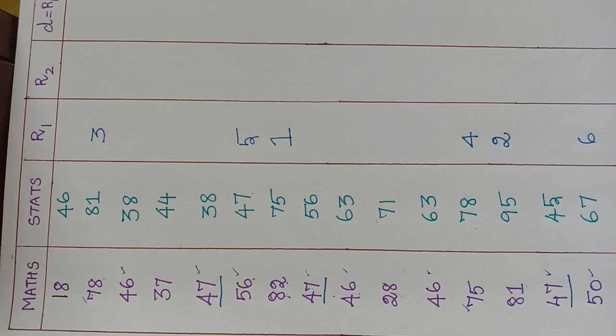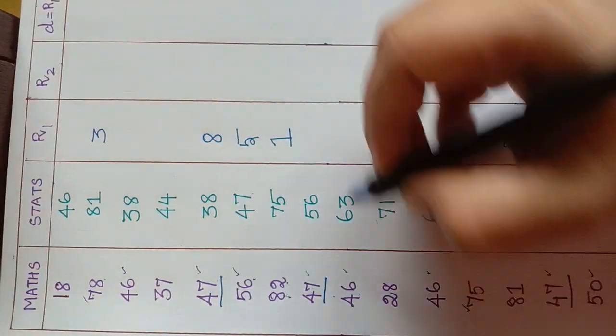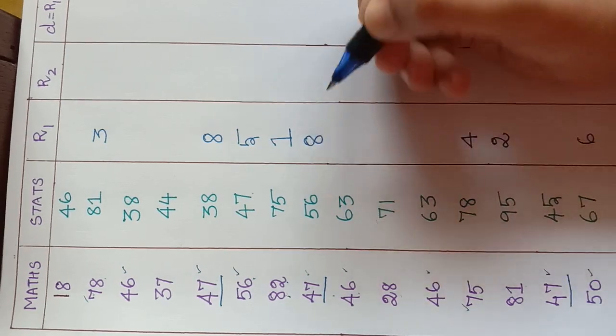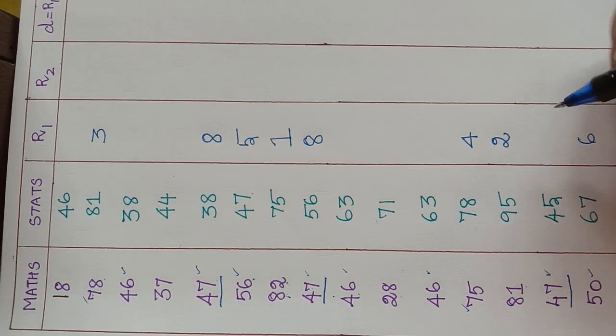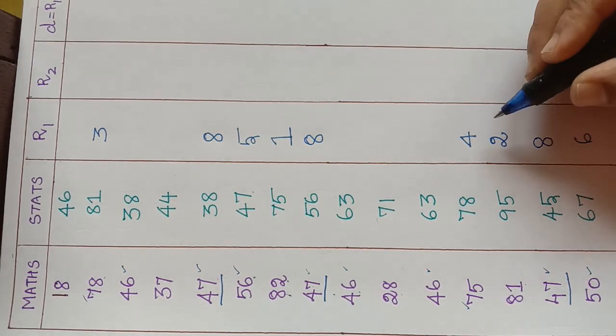So what are the 3 numbers? 47 here, so this gets the rank 8. And here again 47, so this also gets the rank 8. And this is 47 and gets the rank 8. So we have done justice between the 3 marks.